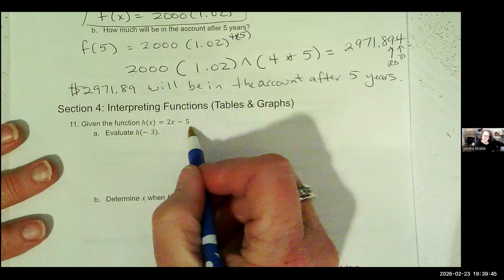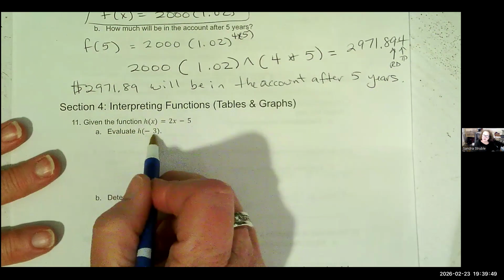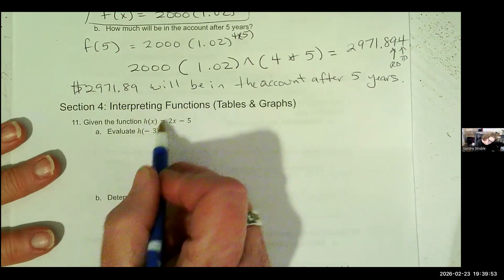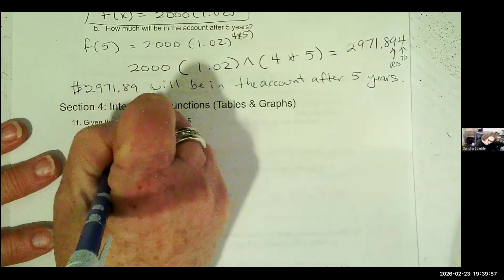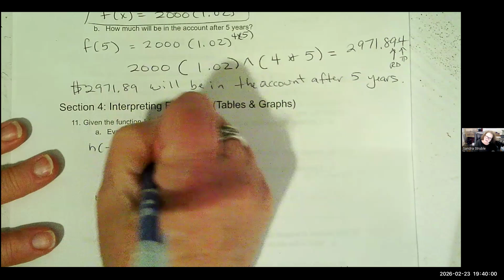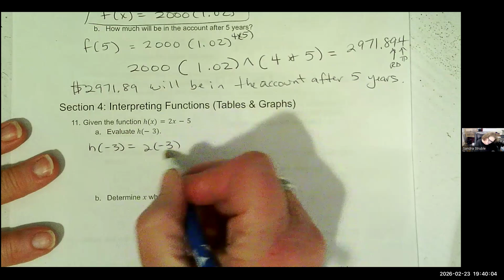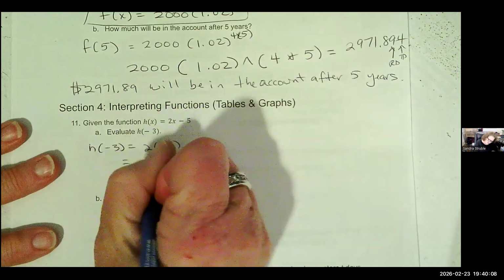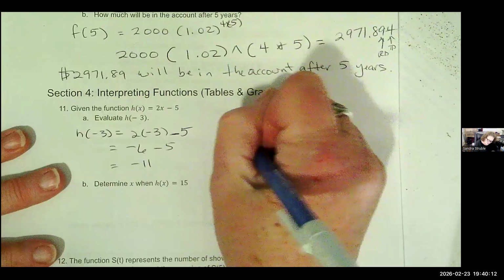Well, notice the -3 is taking the place of an x. So that means everywhere in this function, you should replace x with -3. Two times -3. That 2 is multiplied to x, so you have to multiply them. Minus 5, which is -6 minus 5, -11. So h of -3 is equal to -11.